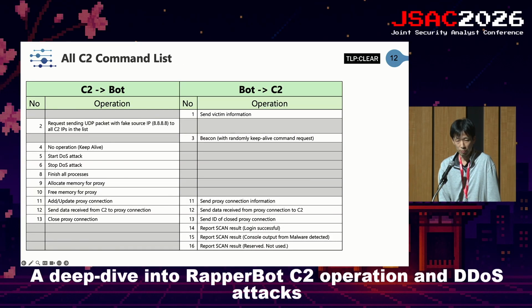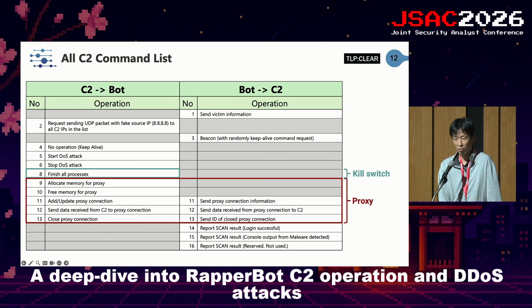There are other commands. On the left, C2 to bot. On the right, bot to C2. Command 8 is a kill switch. From 9 to 13 are proxy functions. Actually, we have not received these commands. The remainder are the scanner reporting functions.